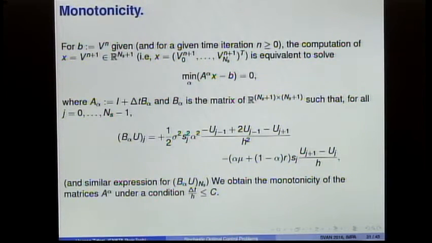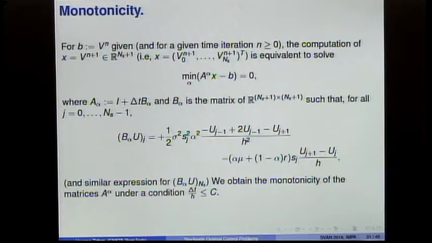Delta t, I remind you, is the time step. B alpha is the matrix where the coefficients are given like that. So all the coefficients are explicit, and you can implement the algorithm here.